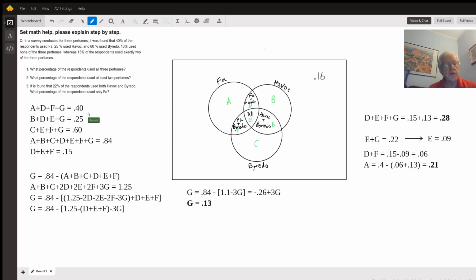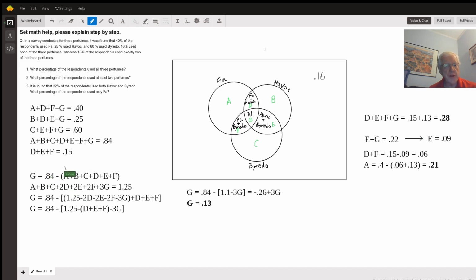So the first three equations right here show information that's given in the problem, plus this equation, D plus E plus F, is all of the ones that are shared, just two-way sharing, right? So working these equations, it's a little bit difficult.